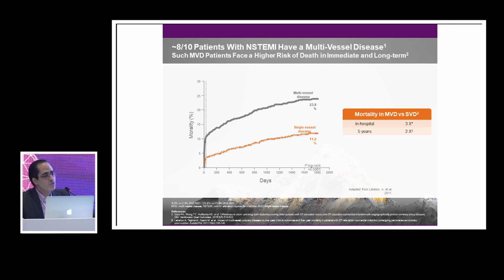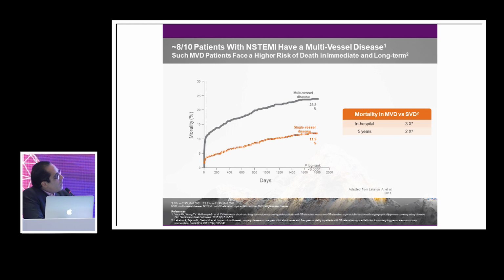Because mostly 8 out of 10 patients with non-ST elevation myocardial infarction have multiple vessel disease. Such multiple vessel disease patients face a higher risk of death. If you see in the gray zone, this is a multi-vessel disease patient in non-ST elevation, it's almost 23.8%, whereas single vessel disease is almost 11.9% in the orange one. So the in-hospital mortality is triple the risk in multi-vessel disease patients, and after 5 years there is doubling the risk, the patient with non-ST elevation versus the ST elevation myocardial infarction.